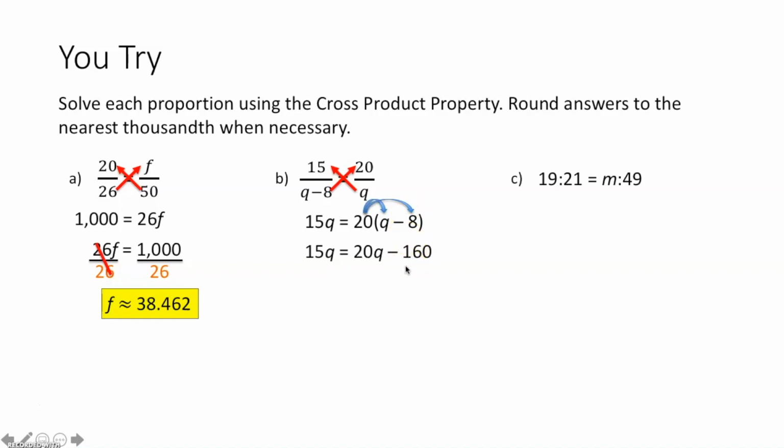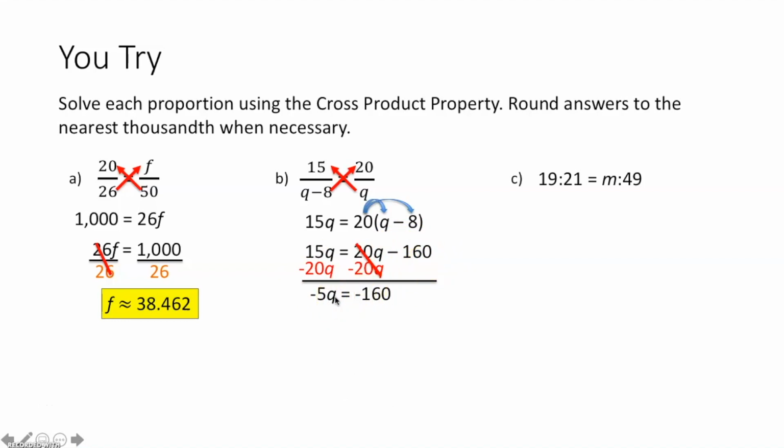Now, simplify, move, solve. Done simplifying. Next step, move. We want to move the variables to the left. So this guy has to go over here. How do we move this positive 20q to the other side? We're going to do the opposite, the inverse. We subtract 20q from both sides. These cancel each other out, and then 15q minus 20q is going to give us negative 5q. Now this stays negative 160, so we bring that down.